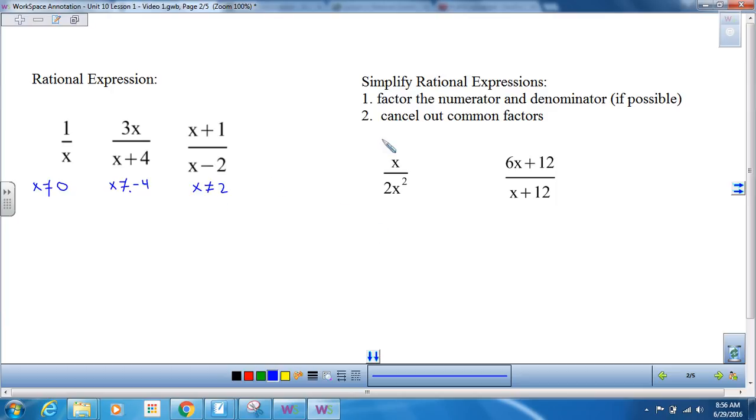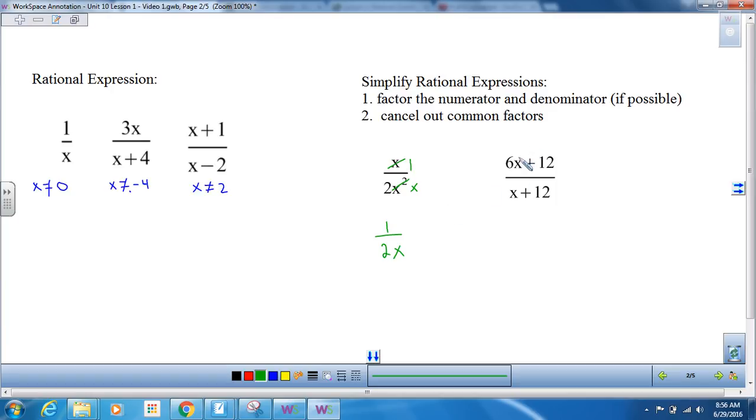Okay, so when we're just simplifying, these are our steps. We want to factor the numerator and denominator, if possible, and cancel out common factors. When you just have single terms in the numerator and denominator like this one, there's nothing that you can factor out. But I do have common terms because I have an x on the top and an x squared on the bottom. So I can cancel these. x over x squared would be 1 over x. The x cancels in the top and one x cancels in the bottom. So this simplifies to 1 over 2x.